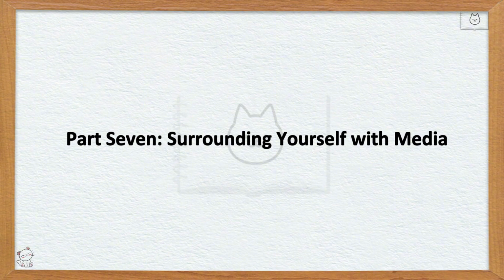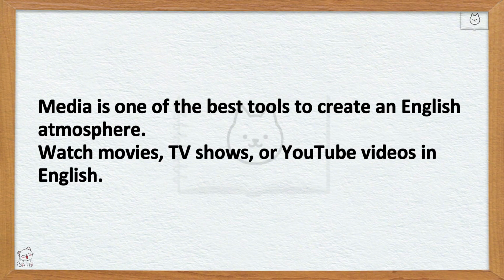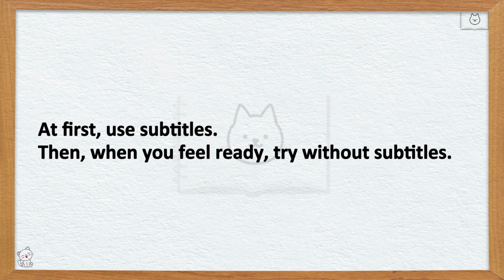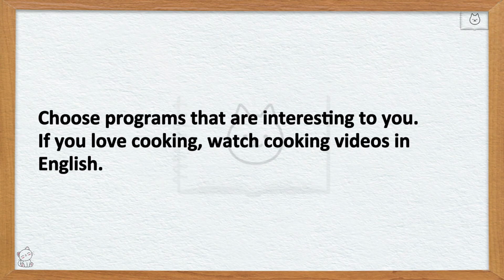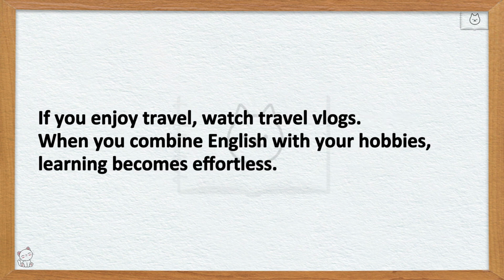Part 7. Surrounding yourself with media. Media is one of the best tools to create an English atmosphere. Watch movies, TV shows, or YouTube videos in English. At first, use subtitles. Then, when you feel ready, try without subtitles. Choose programs that are interesting to you. If you love cooking, watch cooking videos in English. If you enjoy travel, watch travel vlogs. When you combine English with your hobbies, learning becomes effortless.